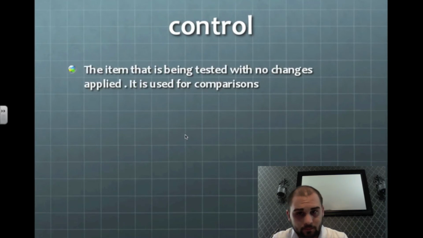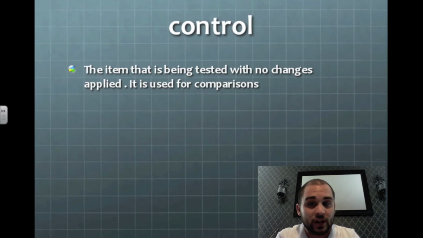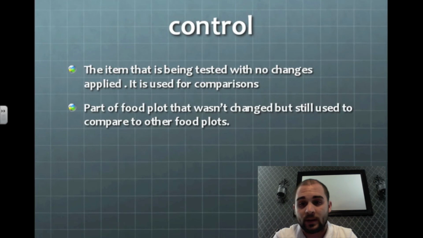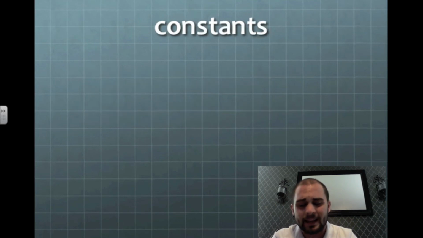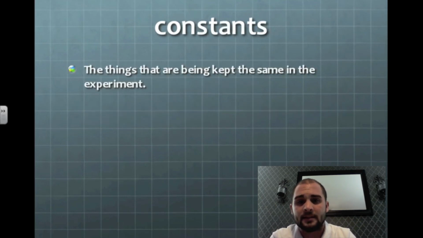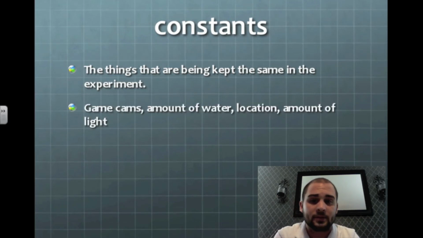Control, the item that is being tested with no changes applied. It is used for comparisons. All right, and in our experiment, that would be the food plot that wasn't changed, but was still compared with the other food plots. That would be just where the local grass was grown, or the native grass was grown. The constants, things that are being kept the same in the experiment. An example of that would have been the game cams, or the amount of water that the food plots were receiving, the location, the amount of light they were receiving.